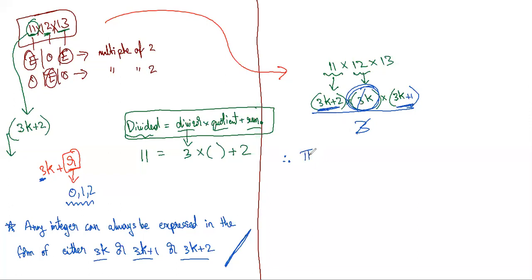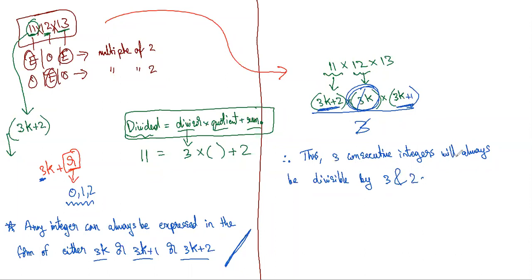Okay. Thus, 3 consecutive integers will always be divisible by 3 and 2. Okay, 3 consecutive integers will always be divisible by 3 and 2. Implies, see, 3 and 2 are co-prime with respect to each other.